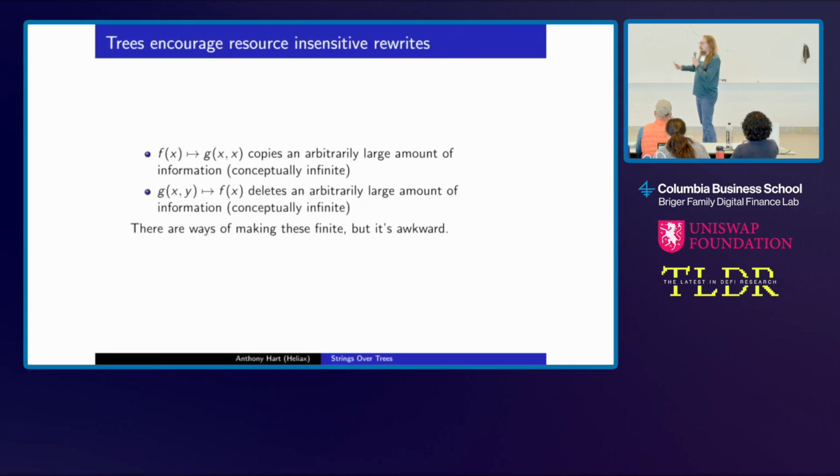Additionally, trees encourage resource-insensitive rewrites. So these are two very basic rewrites. The first one copies x, which can be arbitrarily large. The second one deletes y, which can also be arbitrarily large. You can make these finite and resource aware, but it's really awkward.